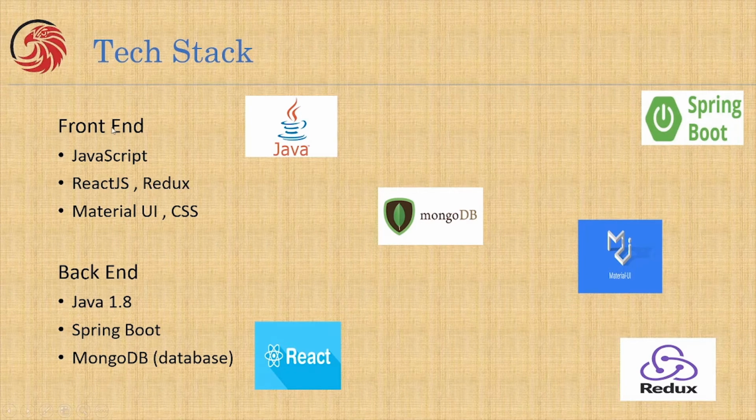The tech stack that we have used for developing our application is as follows. For the front end, we have used JavaScript, React.js library, and Redux, and for the designing part, we have used Material UI and CSS. Talking about the backend, it consists of Java 1.8 and the Spring Boot framework, and for the database, we have used the NoSQL database MongoDB. And in the Spring Boot framework, we have used Spring Security for login and authentication purposes.